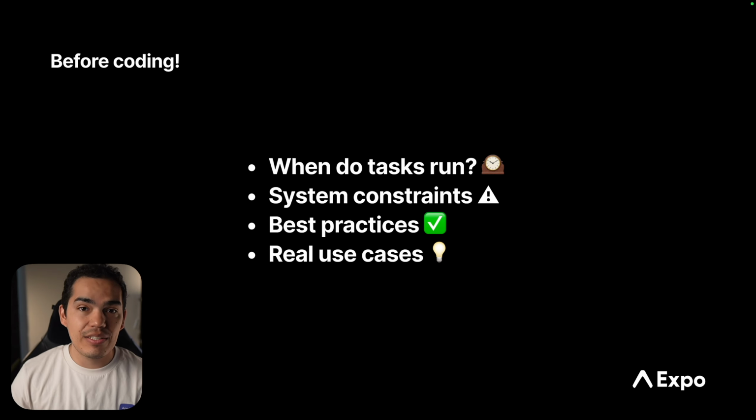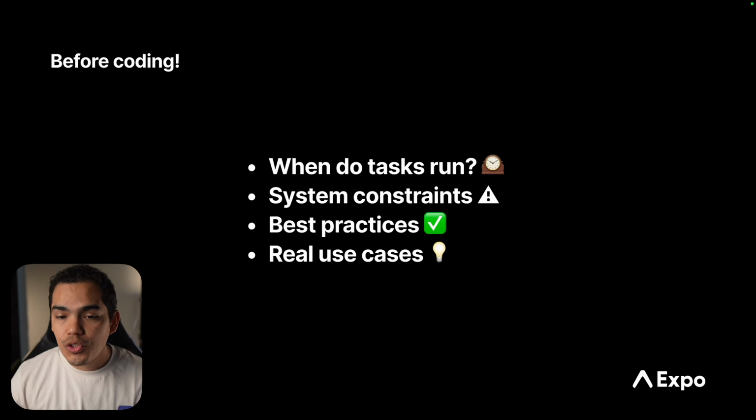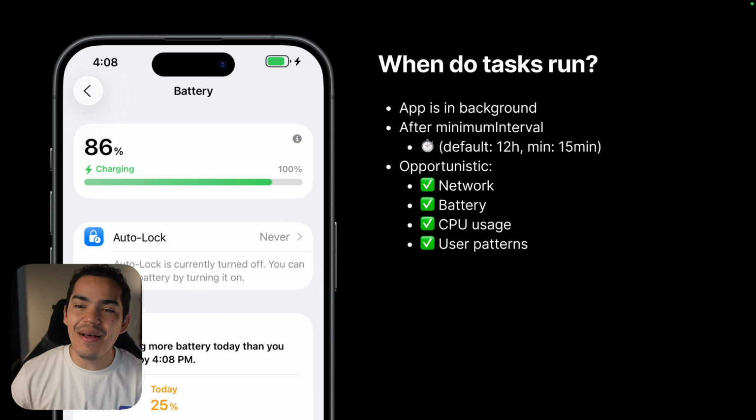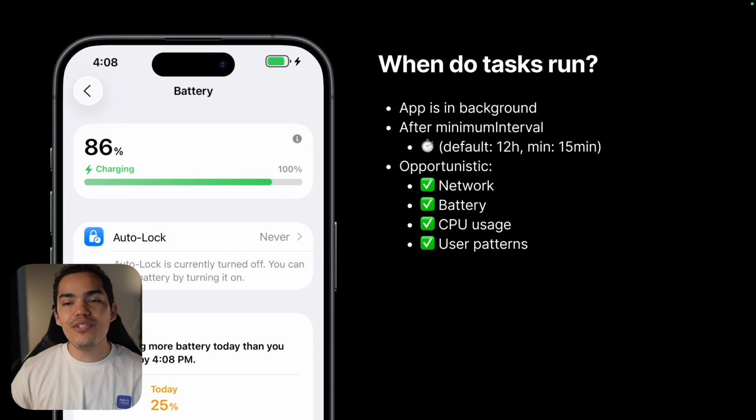So when do tasks run? What are the system constraints, best practices, and real use cases? Let's dive in. Background tasks run, of course, when the app is in background, but also there is a minimum interval of 12 hours, but you can actually set a minimum of 15 minutes to run your background task. So these background tasks are opportunistic and they rely on the network, battery, CPU usage, and user patterns.